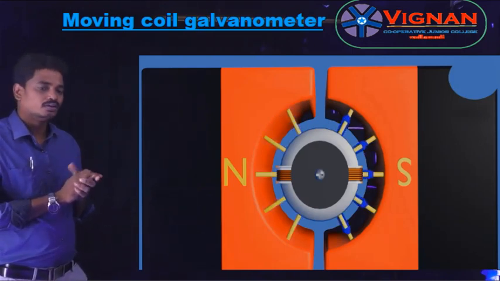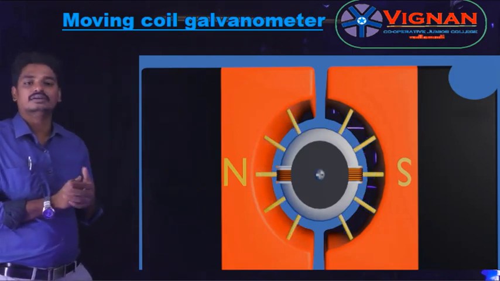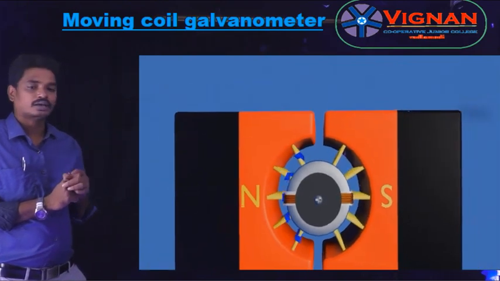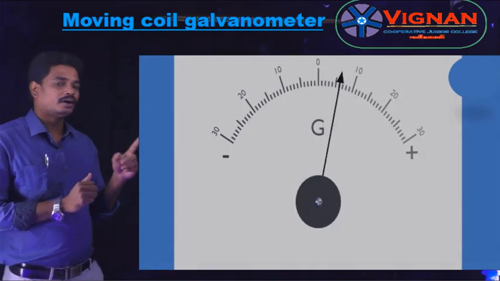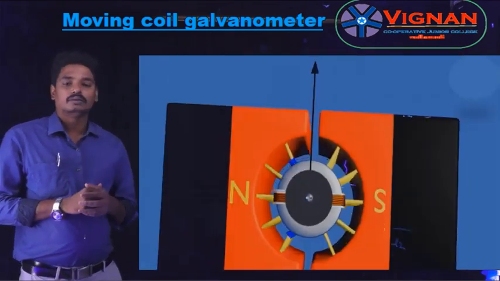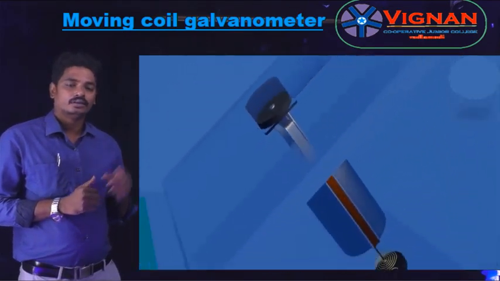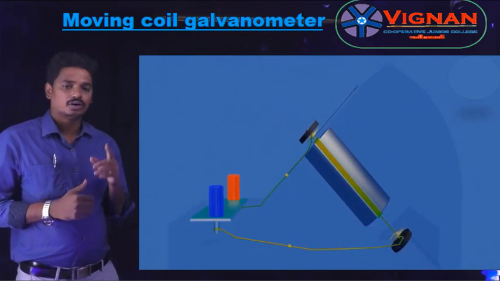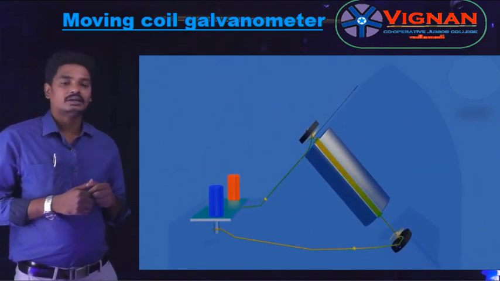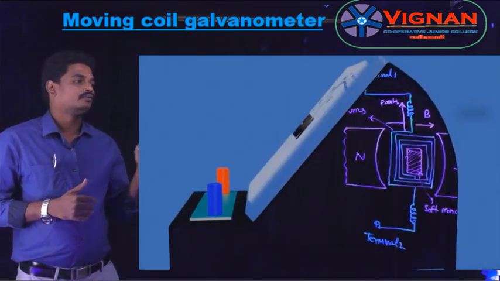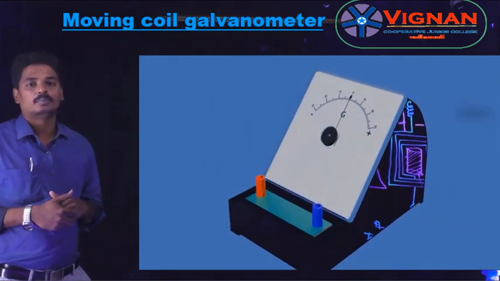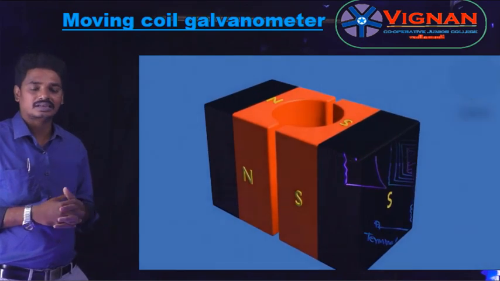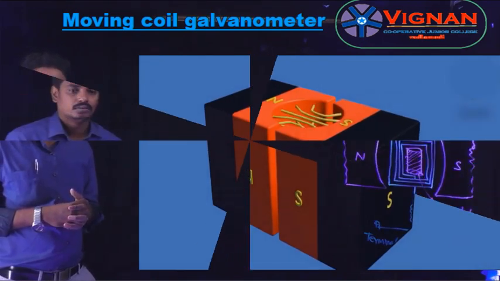So here you can observe the magnetic field. Due to this soft iron cylinder, a radial magnetic field is generated, and a pointer is placed at the moving end, the rotating end of the cylinder. So whenever the two terminals are connected to the circuit, the current flows and the reading can be noted by using that pointer. So this is the basic construction of the moving coil galvanometer.